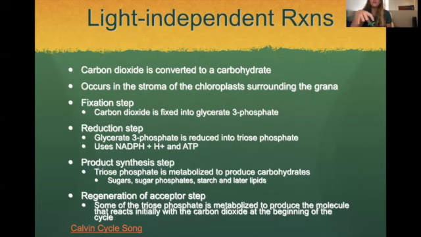So our triose phosphate is metabolized to produce carbohydrates. Sorry, guys. We're using carbon dioxide to produce carbohydrates. And then because this is a cycle, right, we need to use anything that's left over and we need to regenerate it so that it can start the cycle again. So some of the triose phosphate is metabolized to produce the molecule that reacts initially at the beginning of the cycle. This cheesy Calvin cycle song is totally worth a listen.